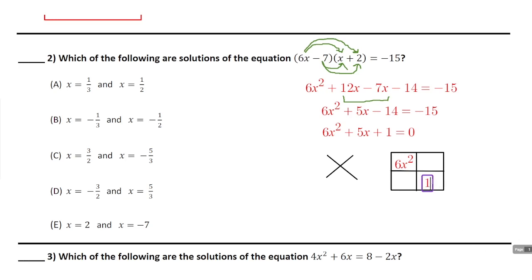Okay, so I'll put 1 there. And then what we need to do is figure out how to correctly split up this middle term. You know, there's infinitely many ways we can add two terms and make it equal 5x, but only one way that's going to work for this factoring.